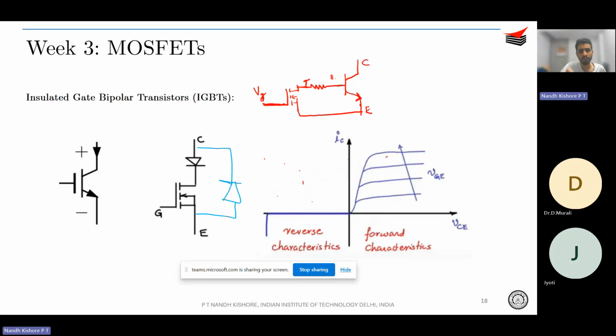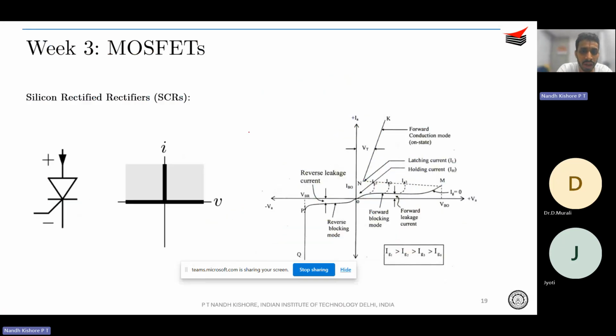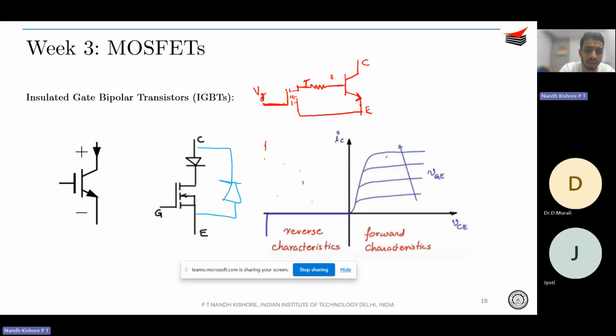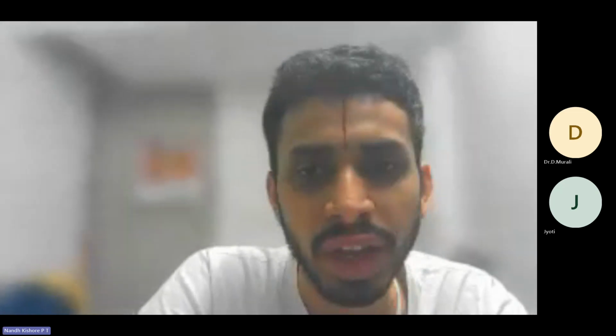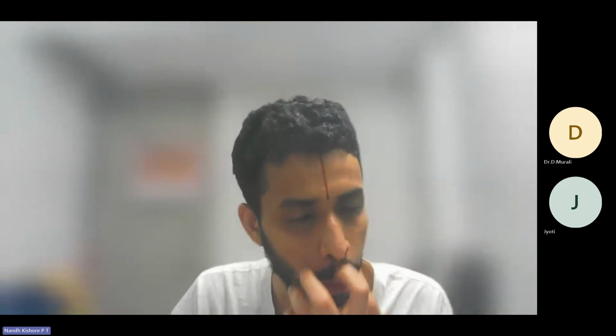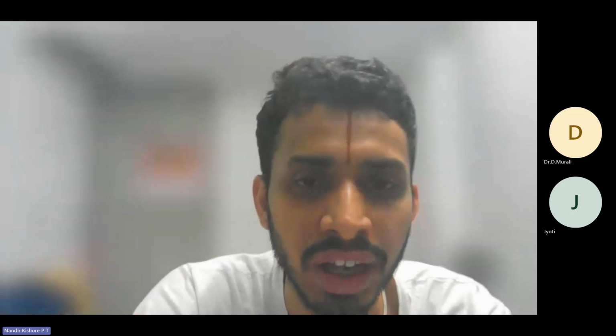Then what we are getting is a base characteristic similar to a MOSFET, and the collector to emitter similar to a BJT. That is why you see the terminals being named collector and emitter on the power side, but gate on the driving side, because you are giving the gate pulses to the gate of this MOSFET only, not to the BJT directly.